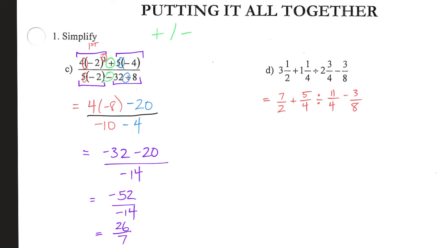Okay, now that we have that, I think our operations jump out. We see the division on the inside, so we know we can't touch this 7 halves. We now have our 5 fourths. We're going to divide it by 11 fourths. Well, to divide fractions, we know that we flip and multiply that. Can't touch the minus 3/8.